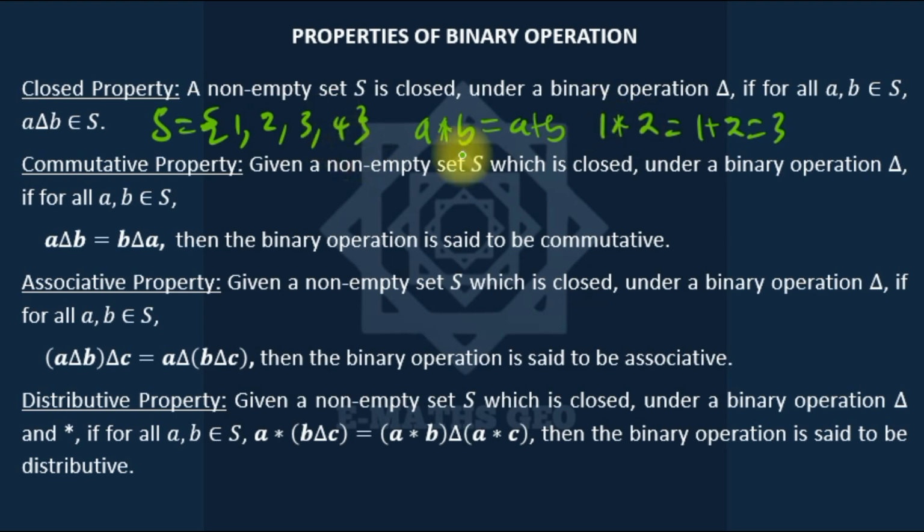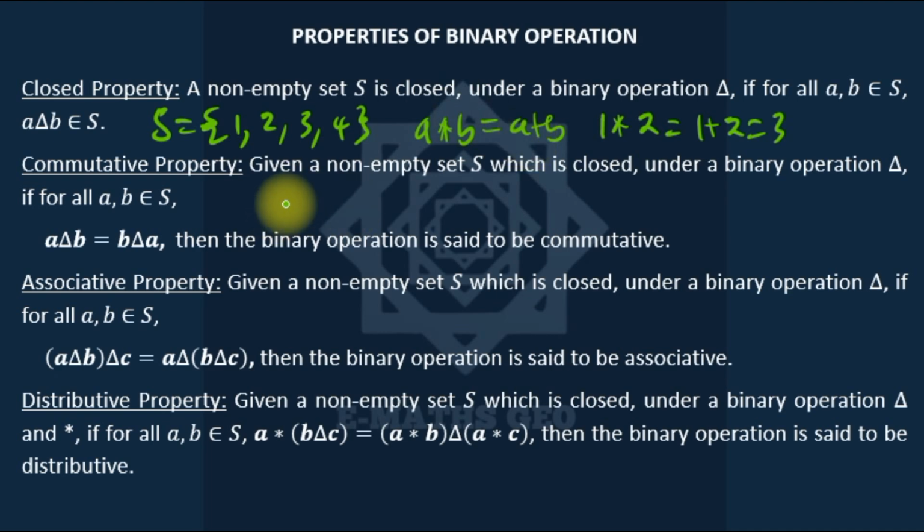But if I do 1 star 4, the answer is 5. And 5 is not within the set, so it's not closed. So it's just like a boundary. That's the meaning of closure. Not every number will satisfy that. The numbers, once the combination is done, must be either 1, 2, 3, or 4 for it to be closed. So that's the meaning.